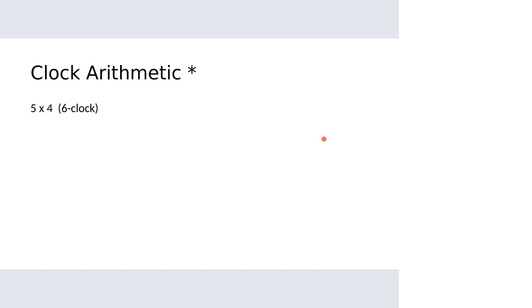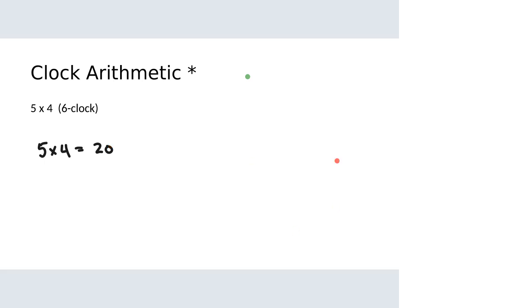All right, let's see how we did here. Agreement, but a little more disagreement on this one. So this one was tougher, which I kind of expected because of the multiplication. So let's take a look here. So 5 times 4 on a 6 clock. What most of you probably did was, well, 5 times 4 is 20.